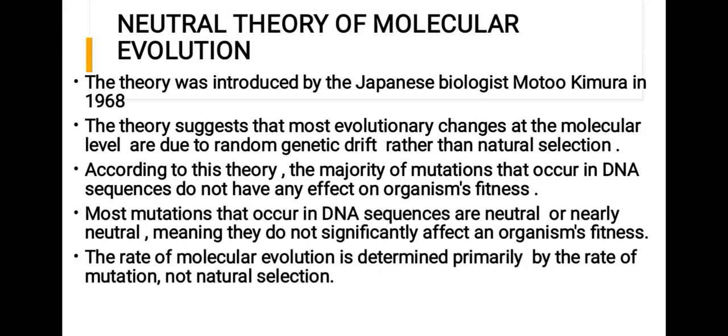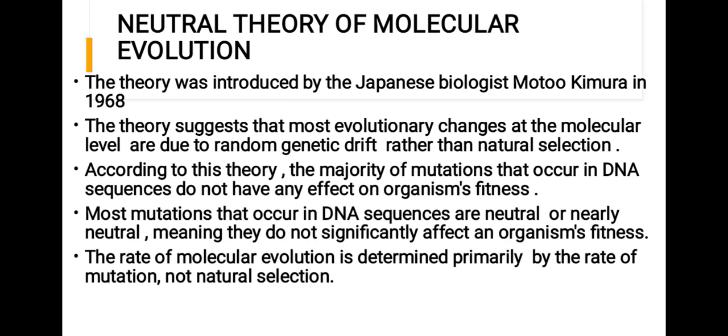The rate of molecular evolution is determined primarily by the rate of mutation, not natural selection. Neutral mutations can become fixed in populations through a process called genetic drift, which is the random fluctuation of allele frequencies over time. Natural selection can still act on molecular evolution, but it primarily affects the rare mutations that are beneficial or harmful to an organism's fitness. The theory predicts that the number of differences between two species or populations should be proportional to the amount of time since they diverged from a common ancestor.